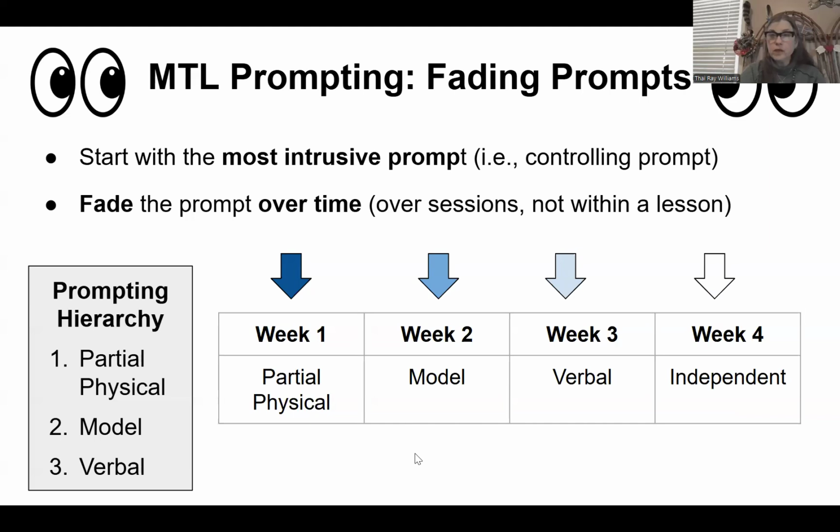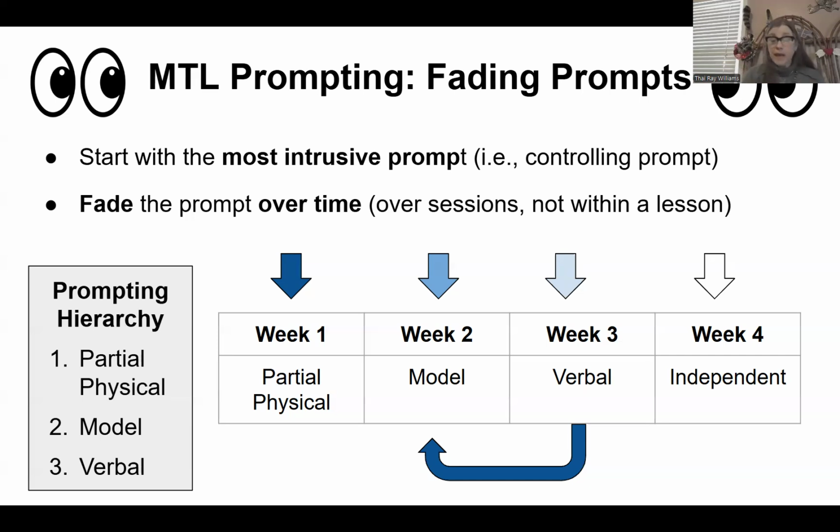Well, what do you do if you get to week 3 and the student is not able to perform the skill correctly with a verbal prompt? Well, what you're going to do is just back it up and go to the model prompt. So if you attempt a verbal prompt and it is not working with the student, then what you know is that is not the controlling prompt. It is not the prompt that is most likely to result in a correct response.